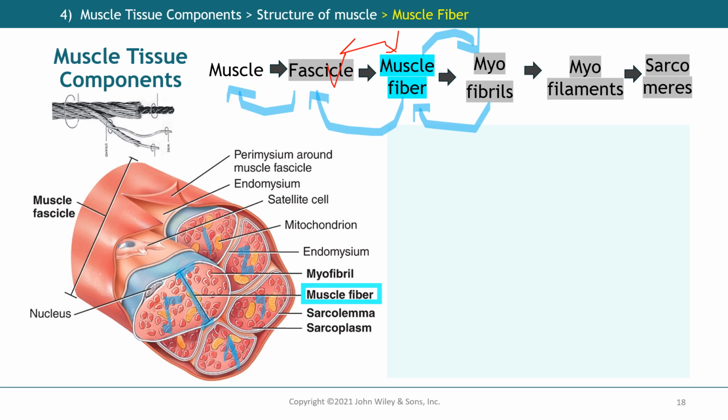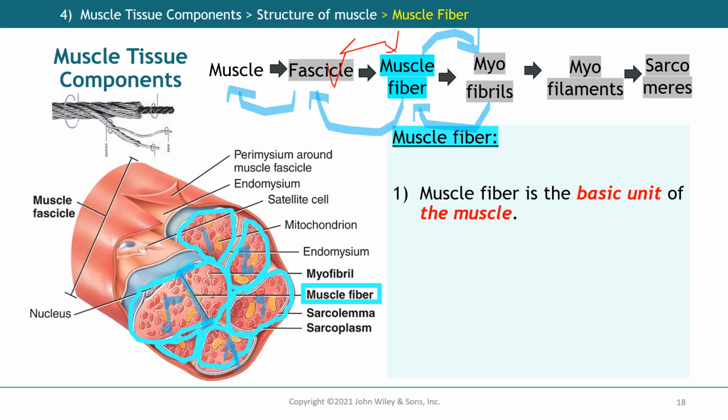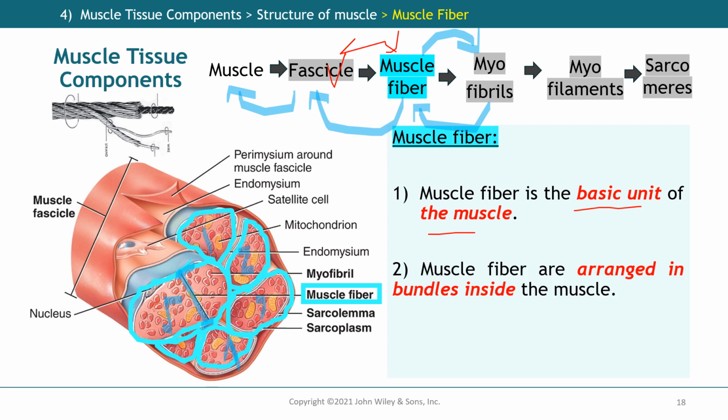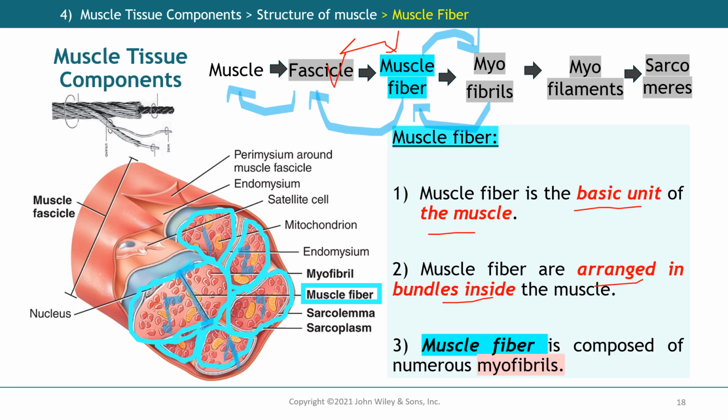So just to summarize, this is the muscle fiber. Here are all these structures, and those muscle fibers can be considered the basic unit of the muscle, and the muscle fibers are arranged in bundles inside of the muscle, and muscle fibers are composed of numerous myofibrils. Okay, so now we're going to talk about what these myofibrils are.